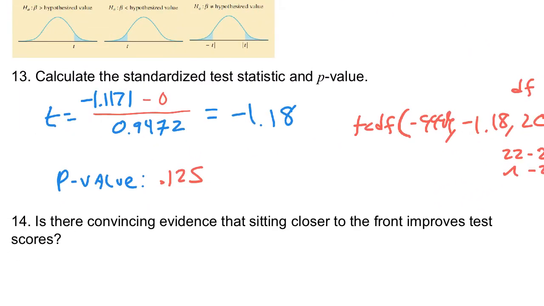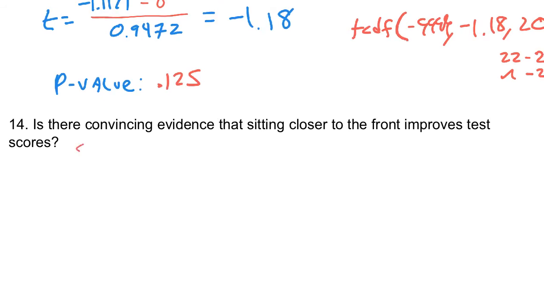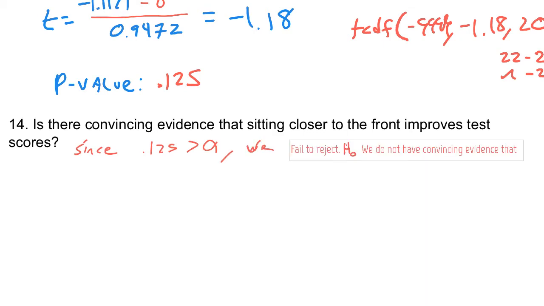All right, is there convincing evidence? Well, since 0.125 is greater than alpha, that's not very rare, 12%, we, what? Fail to reject the null. We do not have convincing evidence that, and then I would probably write out, sitting closer to the front improves test scores. I just write that phrase here. Even though we technically said beta is negative. But that's the same thing. And that is how you do a phantom in chapter 12.